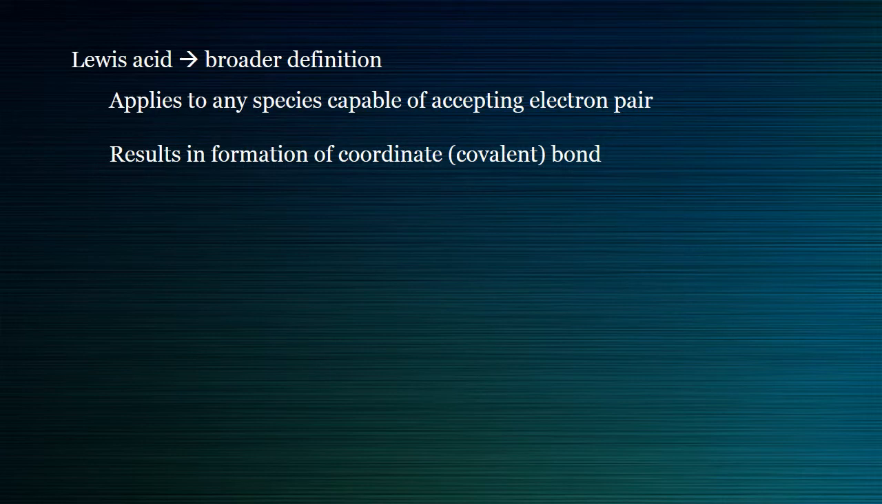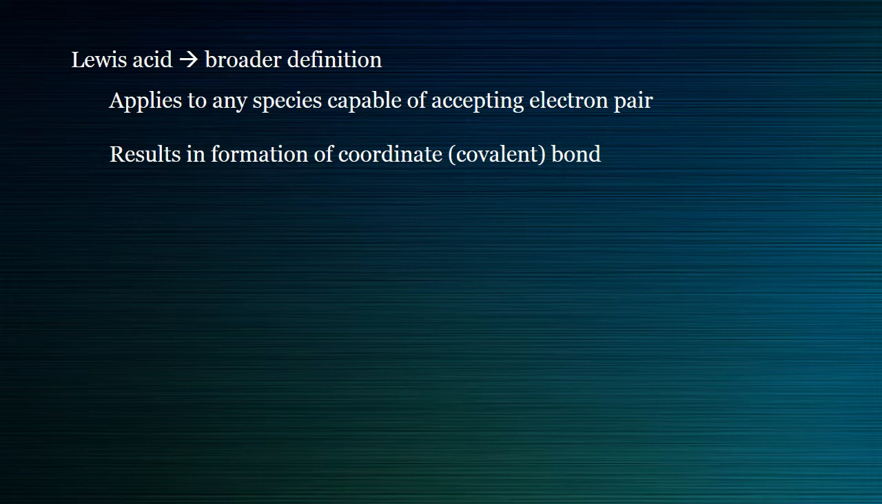So the definition of a Lewis acid is much broader than the Bronsted-Lowry definition because the Bronsted-Lowry identified an acid as anything that has a proton to donate. Lewis showed that some elements and compounds took on acidic properties because they had the capability of accepting an electron pair without ever having the hydrogen attached to it. And so that made it a lot broader. When this happens, it forms a coordinate or a covalent bond.